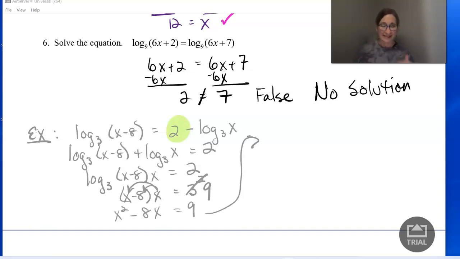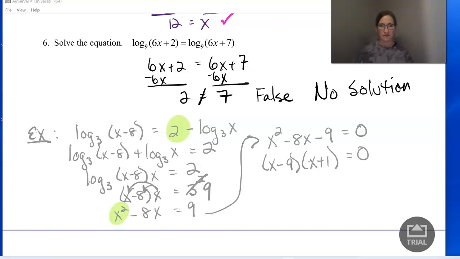I see right away that I have a quadratic, okay? And so I'm thinking maybe the best way to handle this is to bring all of my terms to one side and set it equal to 0. So that's going to be x squared minus 8x minus 9 is equal to 0. So now I can factor this. This is an easy one to factor. -9, +1. So that's going to be (x minus 9)(x plus 1) is equal to 0.